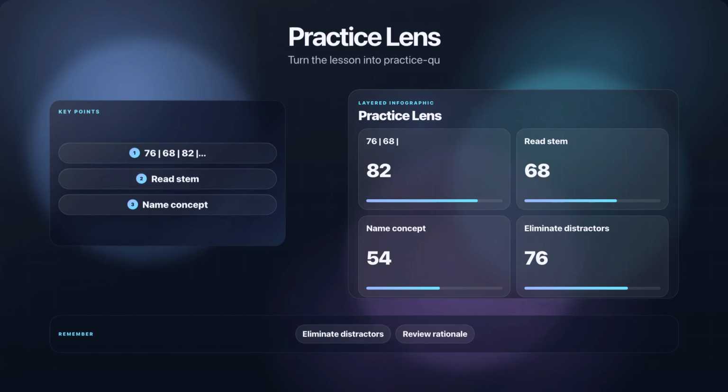In practice questions, do not only ask whether you got the answer right. Ask why the correct answer is correct and why the other choices are wrong. That is how you turn Rule 144 Restricted Securities from passive knowledge into exam-ready understanding.